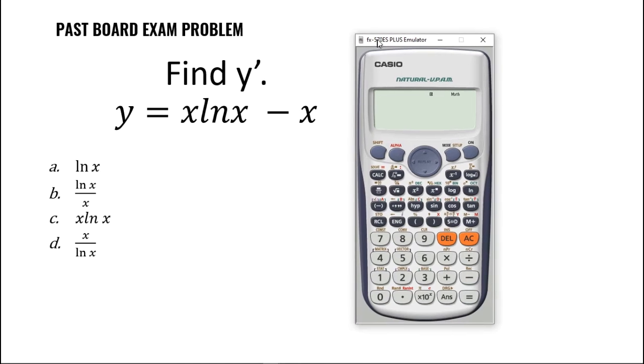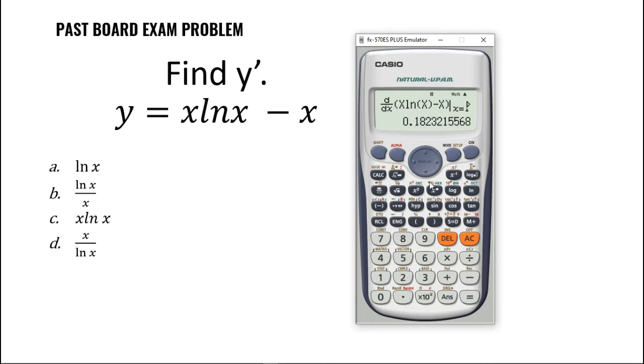Then ang gagawin natin guys is trial and error. Okay? Now here, pwede tayong gumamit ng derivative. So we have here shift integral, so itong baba ng alpha, so derivative. Input natin yung y. We have here x, so alpha x, so ln x, parenthesis guys, we have here minus x. Now input tayo guys ng kahit anong value dito as long as hindi siya mag-math error. Let's say 1.2. Okay? So any number will do as long as hindi siya mag-math error.